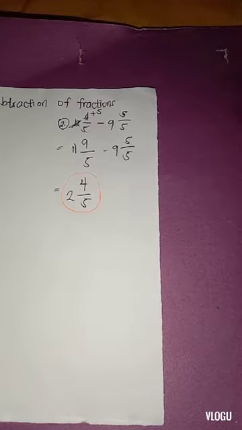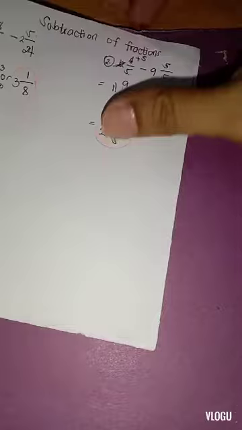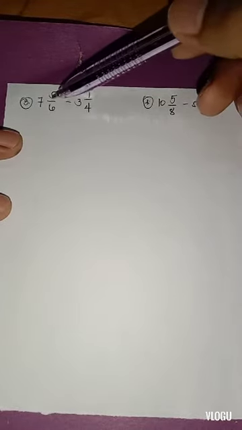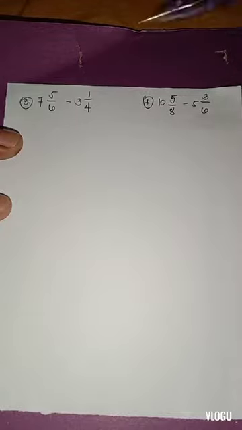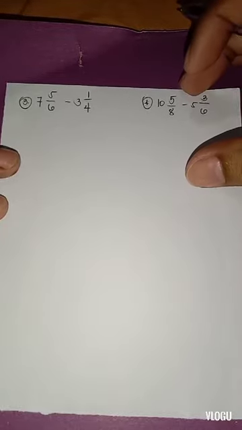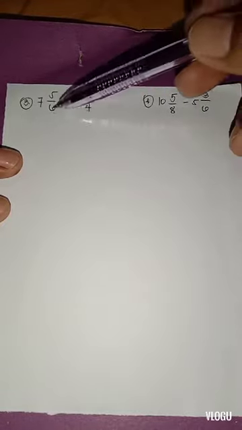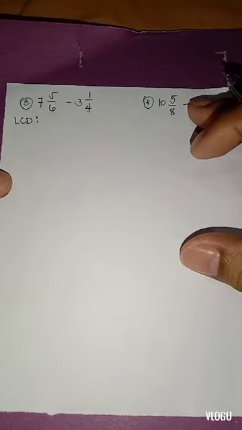Now, how about if you encounter dissimilar fractions? So how about if it is dissimilar fractions? So for example, we have here 7 and 5 over 6 minus 3 and 1/4. Okay, so the first process regarding dissimilar fractions, if you notice, our denominators are different. So first is find their LCD or the least common denominator. So how do we find the LCD?